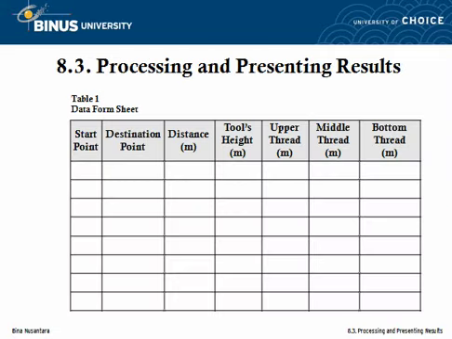And here's the table of the foam sheet. In this table, we'll write the data. As we can see, here are the start point, destination point, distance, and the tool's height, upper thread, middle thread, and bottom thread.